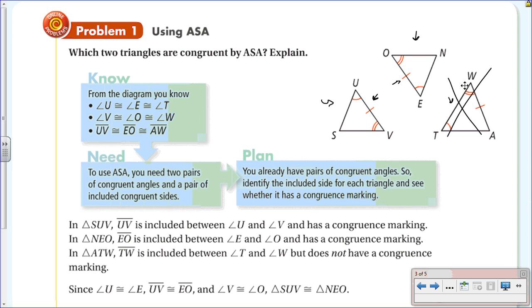So that is why we can't use this one, because WT is the included side between T and W, and it is not labeled as congruent to these two sides. That is why we cannot say that this is congruent to the other two triangles, because it is not the included side. Okay, let me write that. This is not the included side. All right, not the included side, so we can't use it.